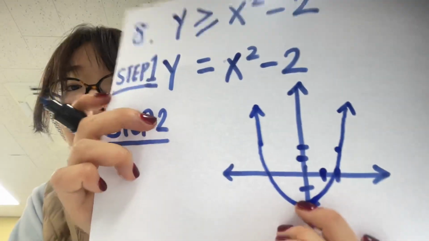Step 1, y equals x squared minus 2. That's my step 1. And then step 2, we're going to graph it. And this is what I have. This is my graph, right? After I graph it, now step 3.